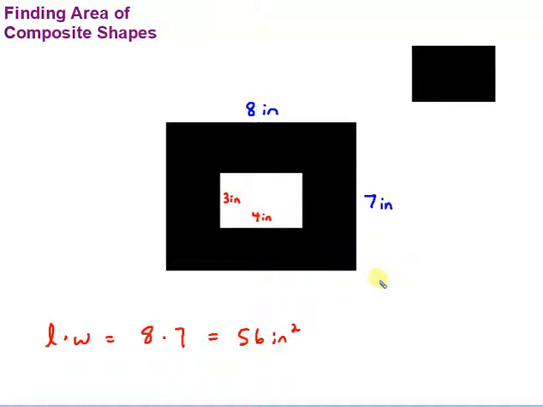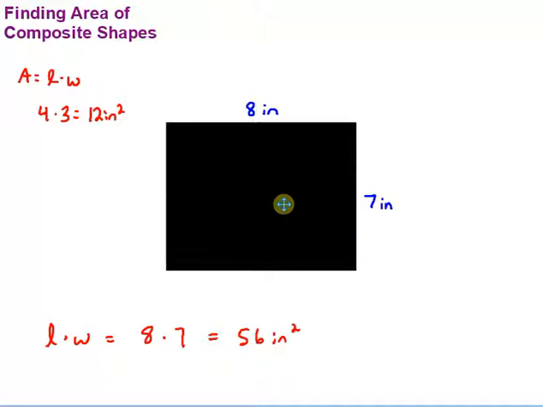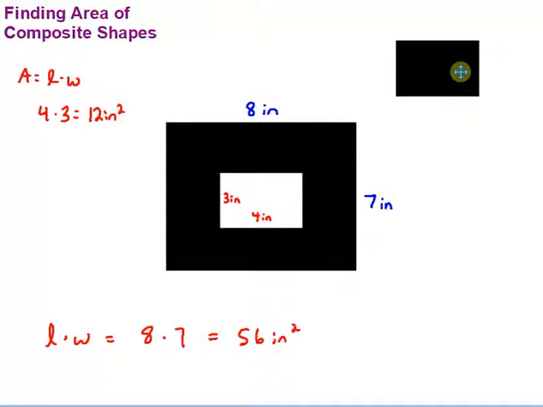And if you remember, again, the area of a rectangle is length times width. And our length is 4 inches and our width is 3 inches, which gives us a total of 12 inches squared. Now, the question is, what do we do? We wanted the area of this little rectangle, right? And that was 12 inches squared. And we're going to rip it out of the middle.